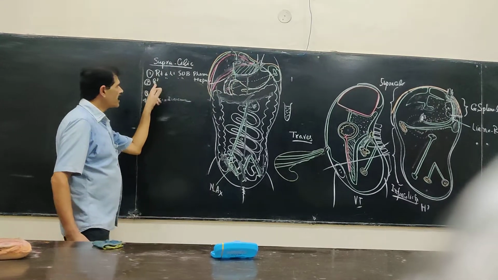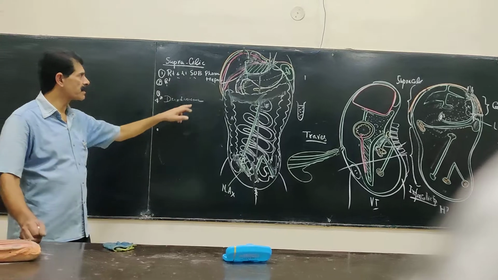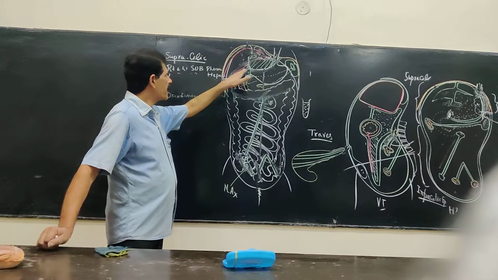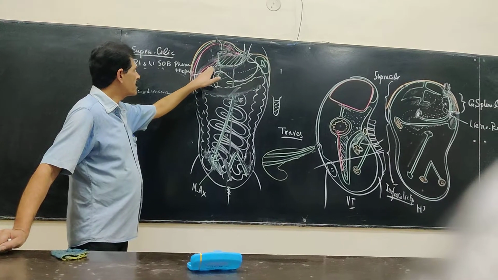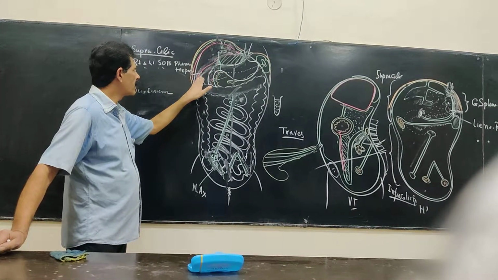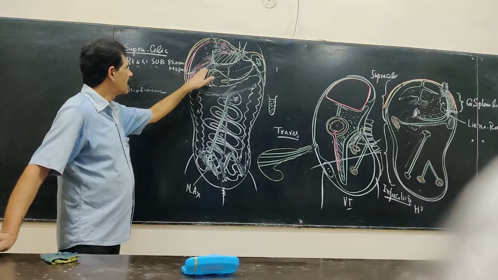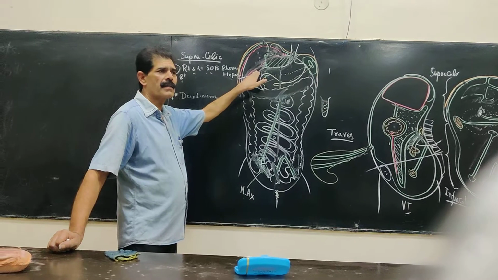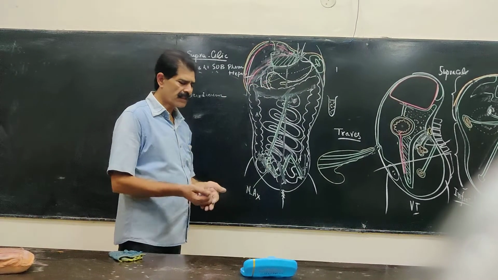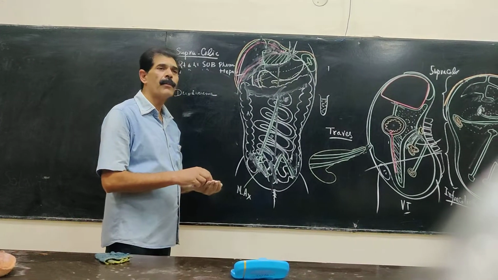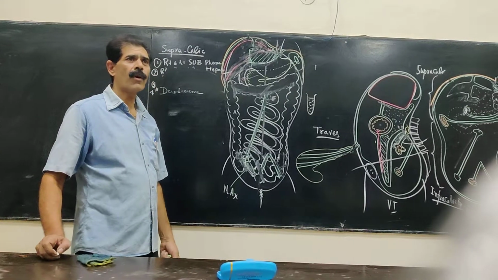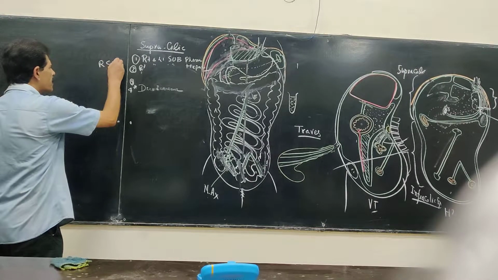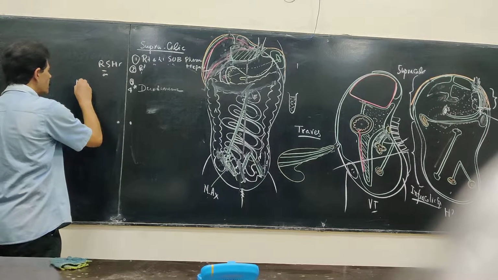Then the right and left subhepatic spaces. Sub means below, hepatic means the liver. So when I put my hand here, that is below the right lobe of the liver. My hand is in the right subhepatic space. And this right subhepatic space is very critically important and it is also called Morison's pouch. The other name of the right subhepatic space is Morison's pouch.